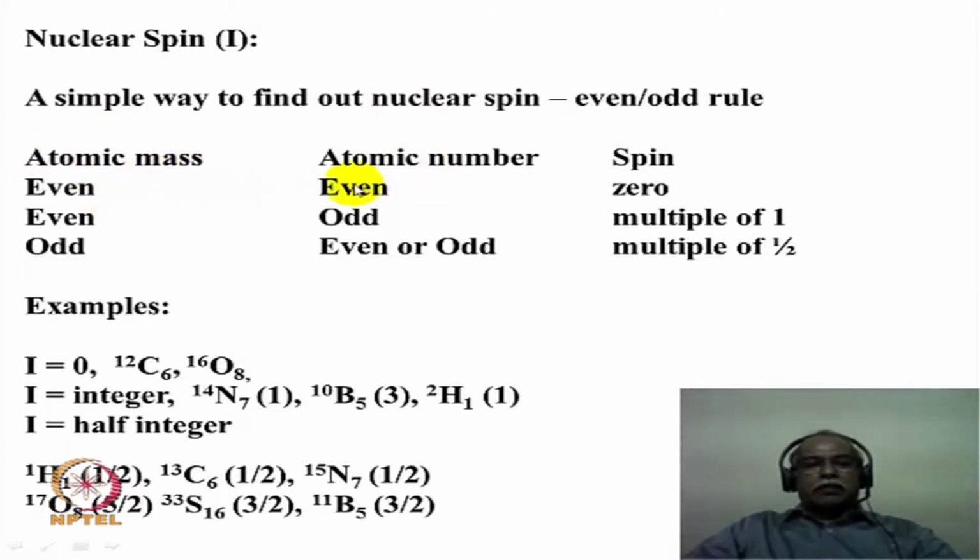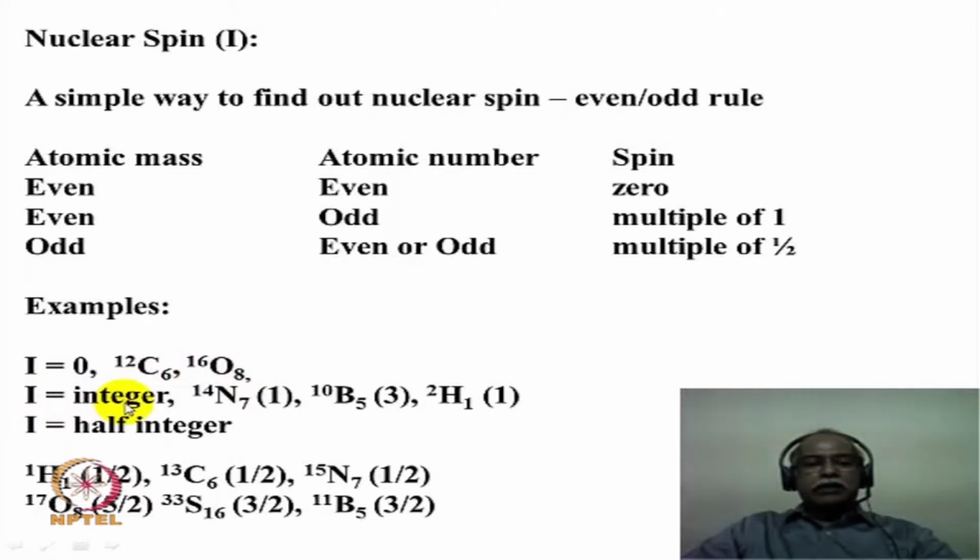When the atomic mass and atomic number are even, the spin is always 0. When the atomic mass is even and the atomic number is odd, the spin will be a multiple of 1. And when the atomic mass is odd and the atomic number is either even or odd, then the spin will be a multiple of half. The examples are shown here. For example, a spin of 0 would correspond to a carbon 12 nucleus, the isotope 12 of carbon, isotope 16 of oxygen, for example. They all have net magnetization of 0 and they are not very useful in the NMR experiment.